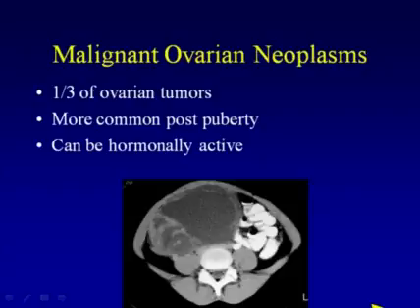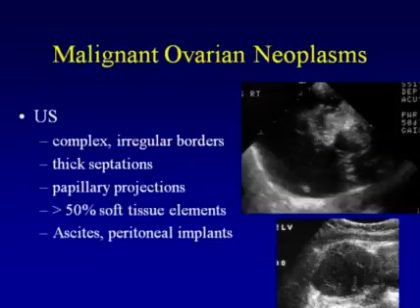As mentioned, a third of ovarian tumors are malignant. These are more commonly present post-puberty and often are hormonally active. By ultrasound, they are complex with thick septations, papillary projections. Typically, they're not just cystic. They'll have some soft tissue elements and may have secondary ascites and peritoneal implants.